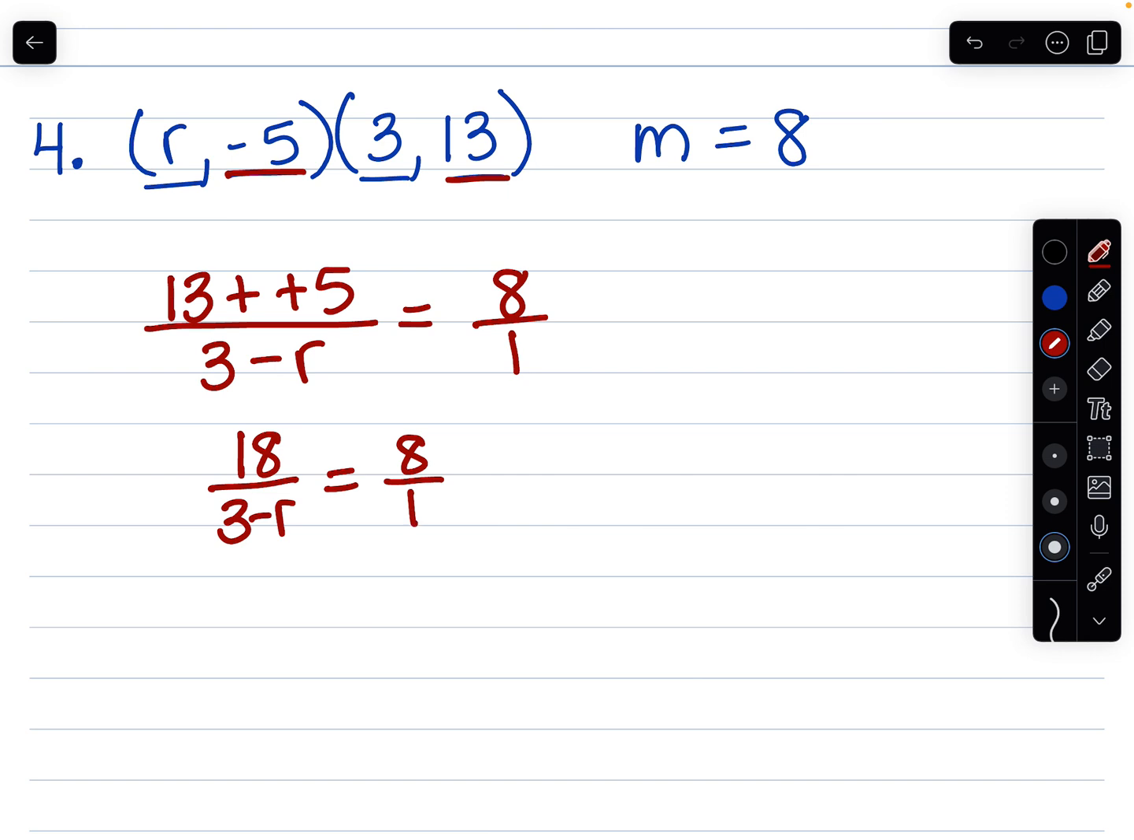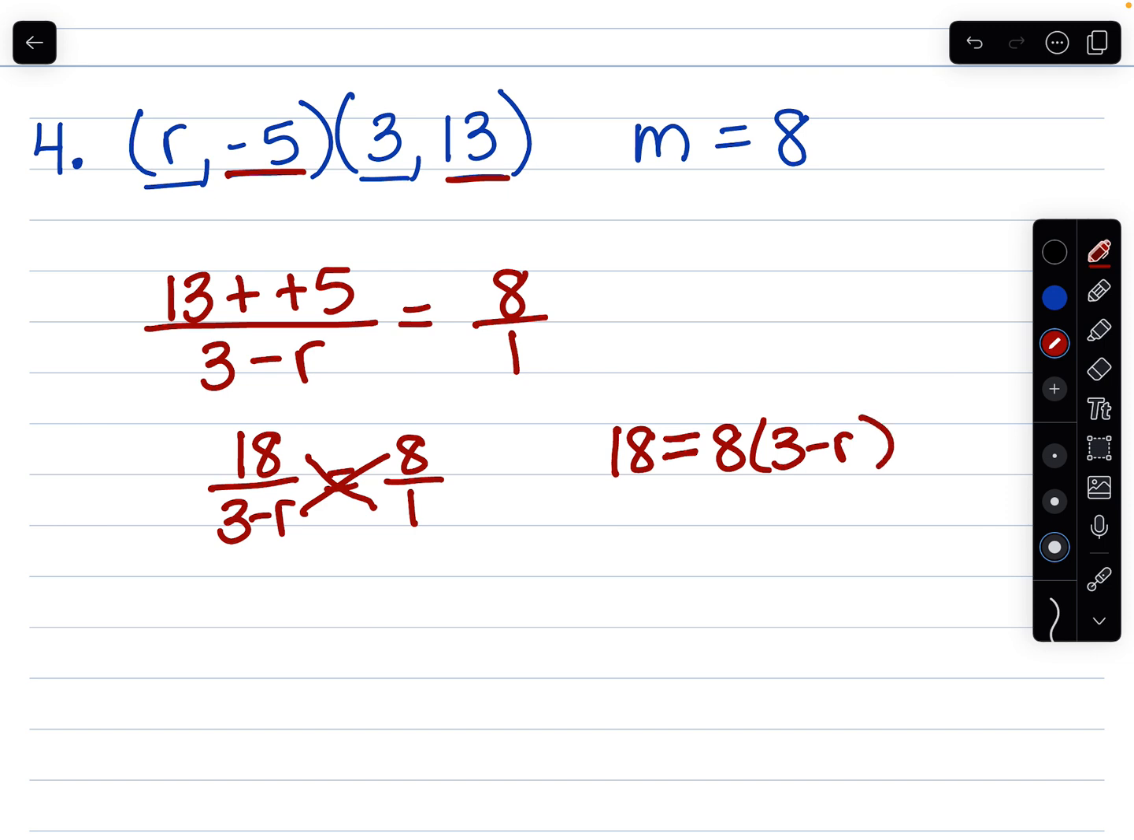Now, we spent a whole section talking about how to solve 2 fractions that are equal. What did we do? Say it again, Aiden. Cross multiply. Cross multiply. Just kidding. Good. It's a multiply by the reciprocal. Right? Some people call it the butterfly. So, what's 18 times 1? 18. Now, when I do 8 times 3 minus r, how do I write that out? 8 parentheses 3 minus r. Very good. Come on, we learned something last chapter.